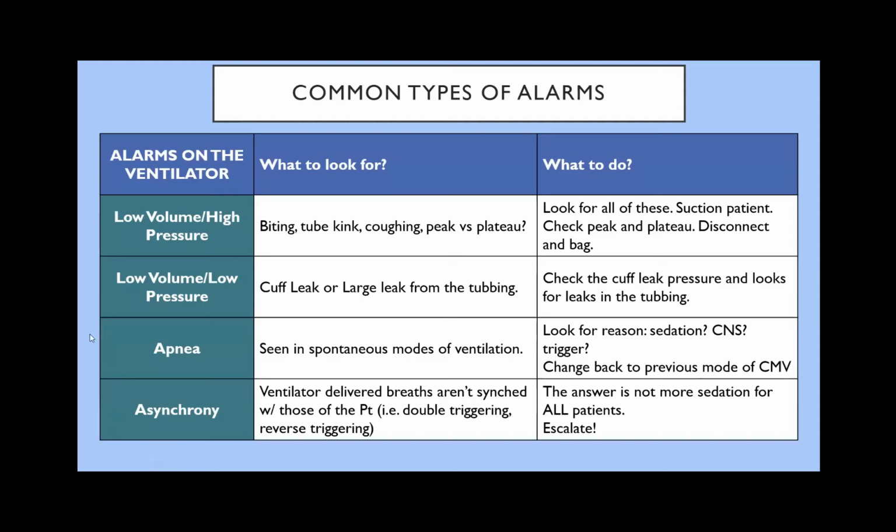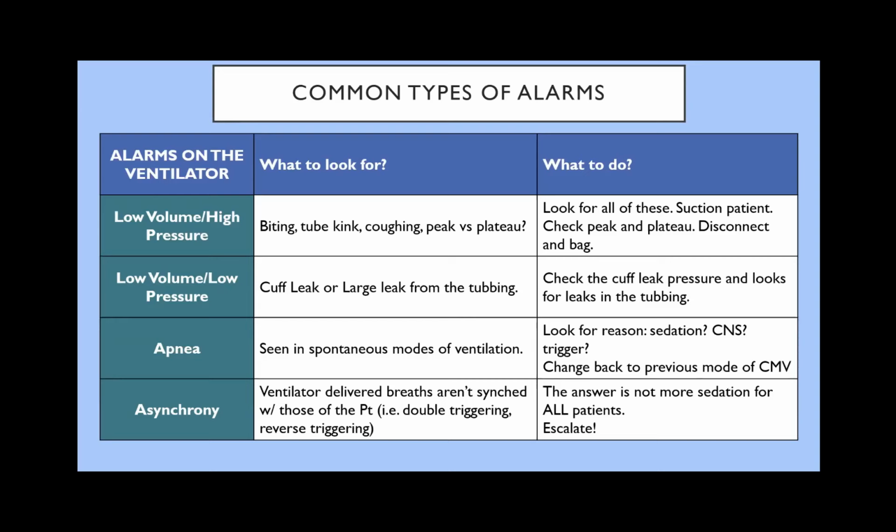Now, the two most common types of alarms on the ventilator that I want all of you to be very comfortable with are the combination of low volume, high pressure, and the combination of low volume, low pressure. Whenever there's a high pressure alarm on the ventilator, it is one of the most important alarms you can see, because that means that something in the system is being obstructed. Either the patient is biting, the tube is kinked somewhere, the patient is coughing, or for some reason there was a huge sudden change in the compliance of the system, and now the ventilator is requiring more pressure.